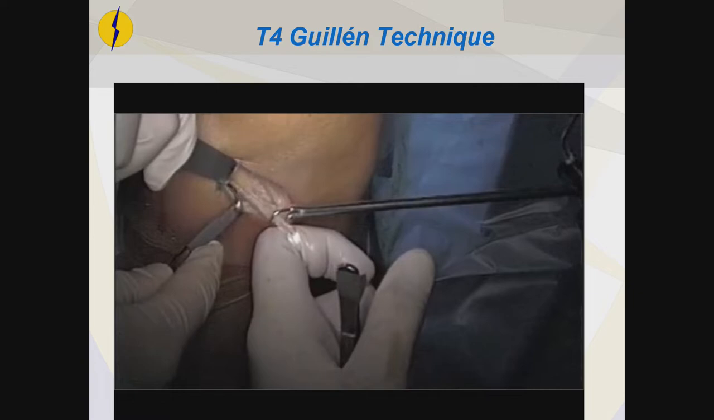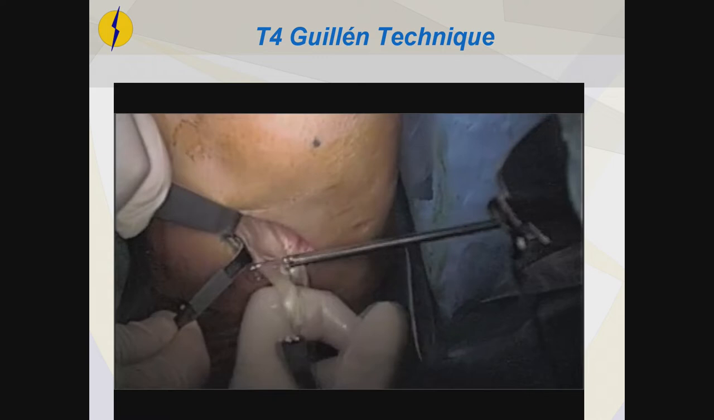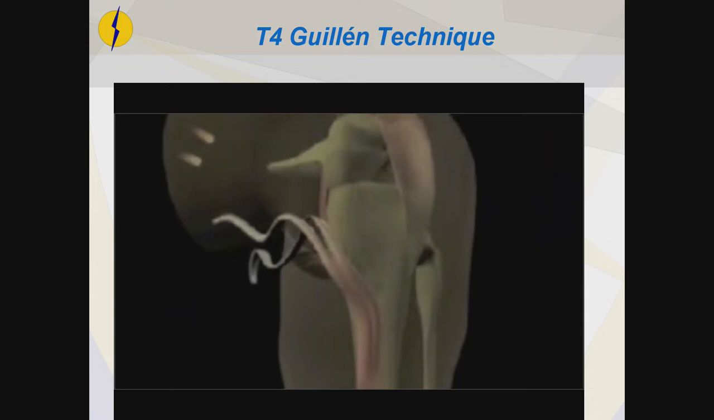We used a tenotome for this to cut the proximal insertion. And secondly, we take the gracilis with the same technique with the tenotome. Here we have the two tendons that we can fold into four strands.